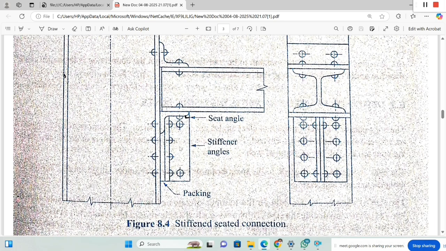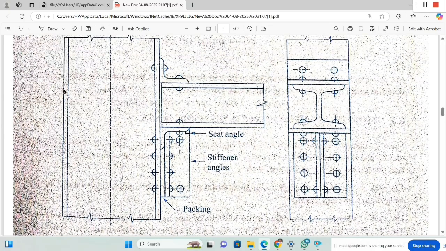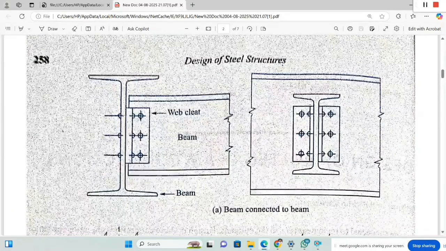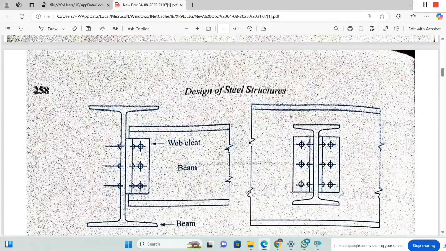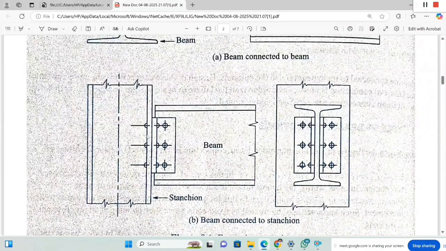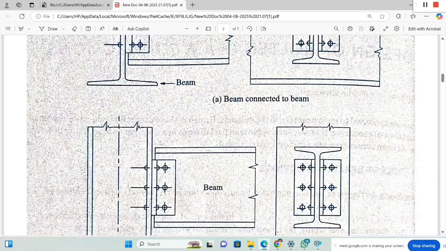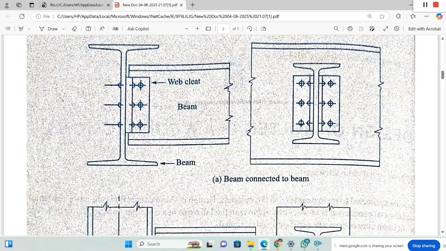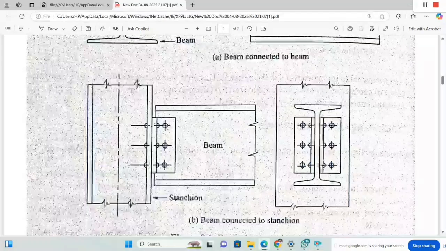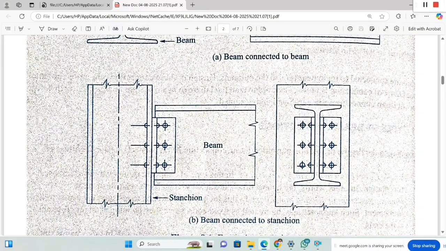So there are three types. One, when shear force is less, the beam is directly connected. The web of the beam is directly connected to the web of another beam, the main beam, or it may be connected to the flange of the column. When shear force is less, cleat angles will be sufficient, bolted to the beam and the column. Beam to beam: this is the secondary beam and this is the main beam in diagram A. In diagram B, a connection between the beam and column.